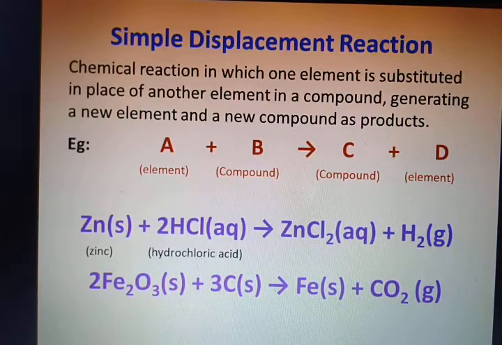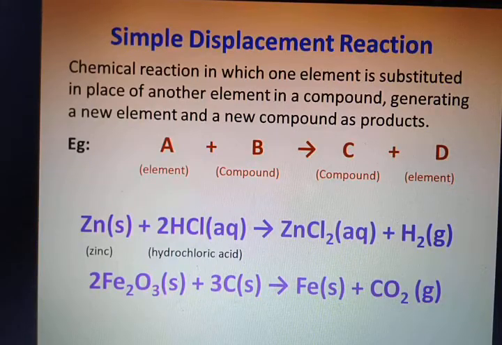Displacement means I will replace one's position, I will take that one. And a new compound will form, along with the formation of a new element. As the structure says, A plus BC: A is an element reacting with BC, a compound, to give AC as a compound and B as an element. A little bit confused? So let's continue with an example. Let's consider an example.